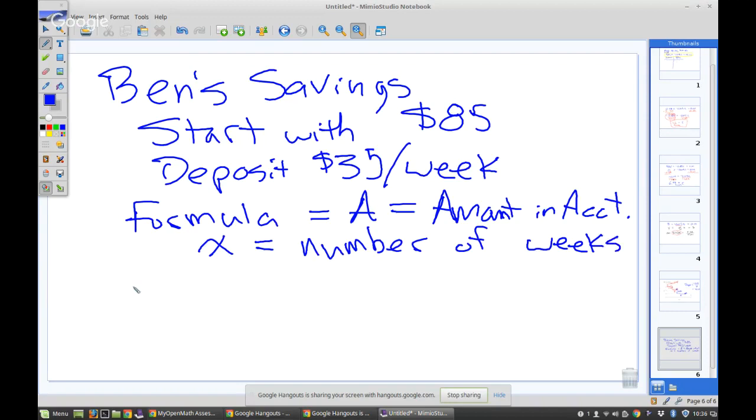First thing I'm going to do is build a short table based on this for X, the number of weeks, and the amount. Before any weeks go by, he's got $85 in there. How much is he going to have after 1 week?